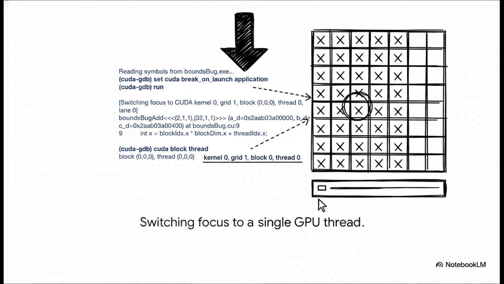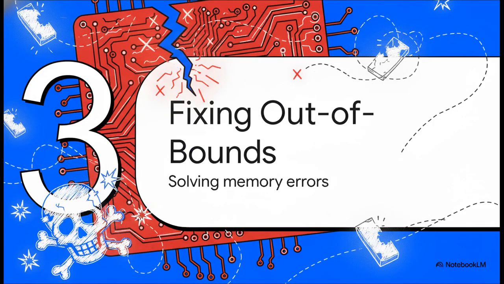To investigate a completely different thread, we just type CUDA block thread and hand it the coordinates. Just like that, we've instantly narrowed our investigation from a massive grid of thousands down to a single thread's perspective. It's a total game changer.